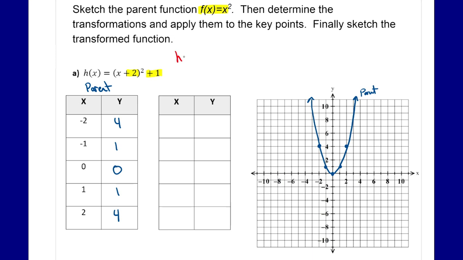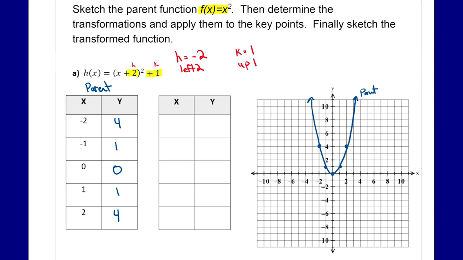So the +2 is our h value, and it's opposite of what we see. The fact that we see a +2 means that h has to be -2. If we have a -2, this means that our graph is moving left 2. An h here so we know where it came from. The other value we have is k. K is equal to +1, so this means we move up 1.